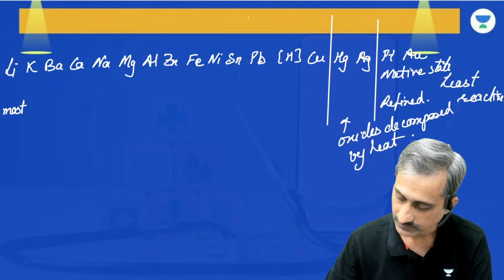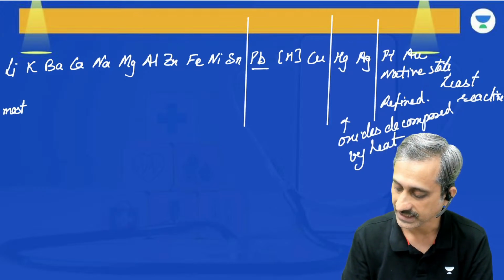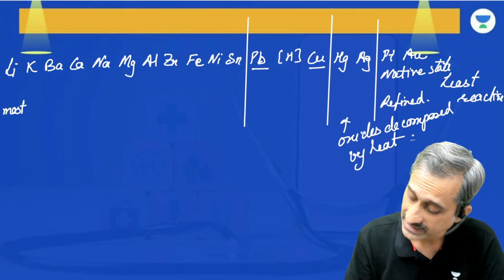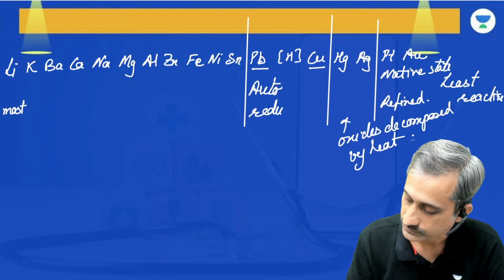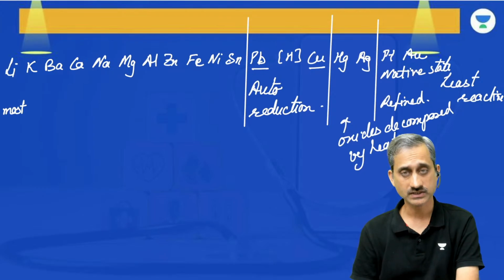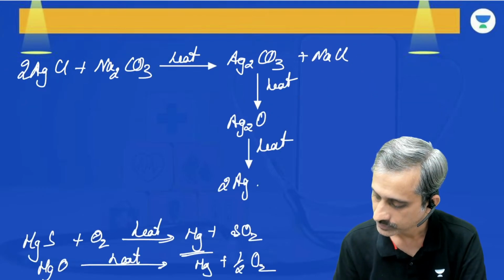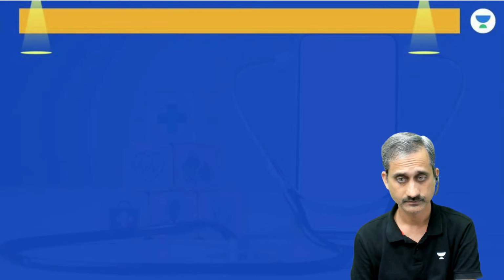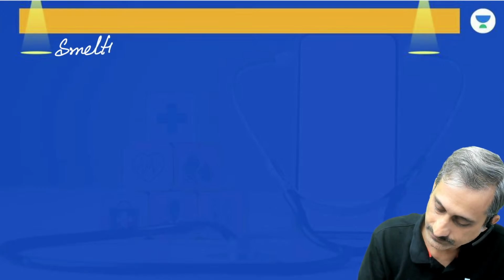Here we have lead and copper. Now for lead and copper we use the process which we call auto reduction. Before we get any further to that, let's talk about certain terms. Very first term, smelting.